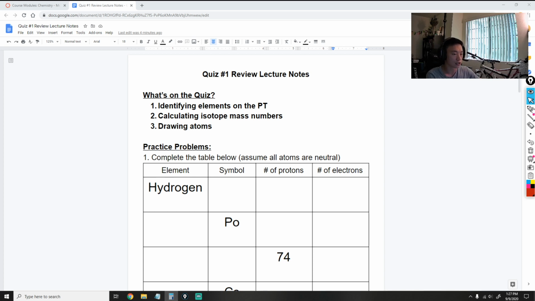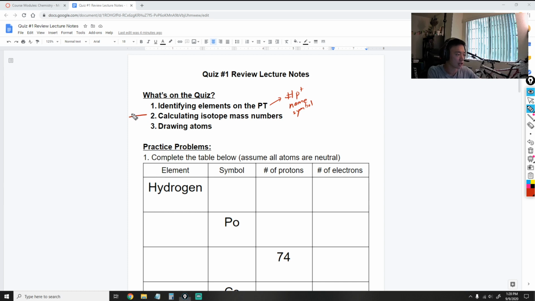Alright, so first let's go over the three different things that you're going to need to know in order to do well on the quiz. The first thing is you're going to need to be able to identify elements on the periodic table. So basically, when you look at a periodic table, can you tell me how many protons there are? So like, how many protons that atom is going to have? Can you tell me the name of the element? Can you give me the symbol? Okay, that's what I mean. If you know how to do those things, you should be fine with the first part.